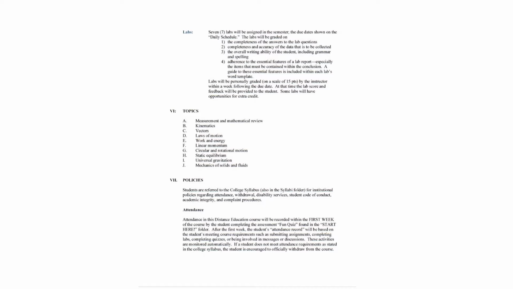Policy. Students are referred to the college syllabus, also in the syllabi folder, for institutional policies regarding attendance, withdrawal, disability services, student code of conduct, academic integrity, and complaint procedures.